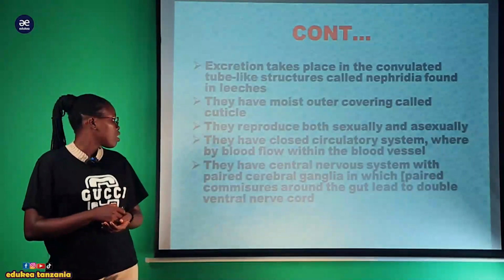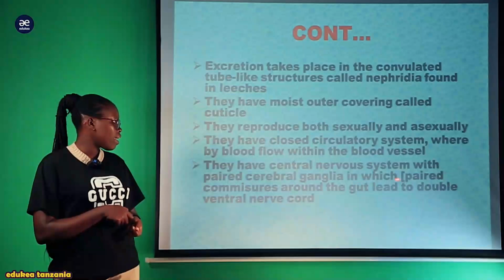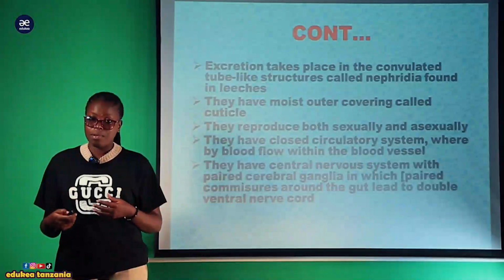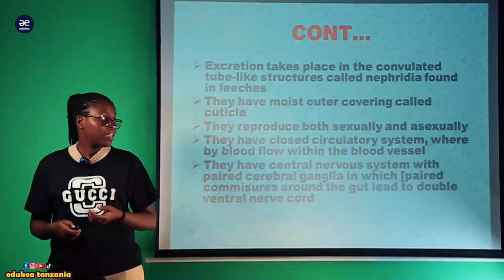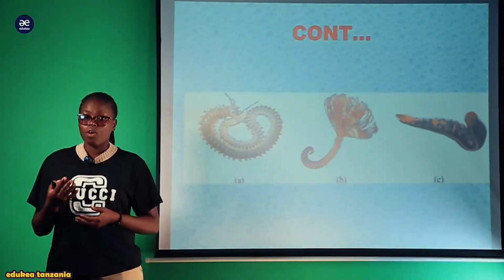Vile vile, they have a central nervous system with paired cerebral ganglia, in which paired commissures around the gut lead to a double ventral nerve cord. Kwa hiyo tofauti na wale akina Platyhelminthes ambao walikuwa na rudimentary nervous system. These are just examples of members of the annelids.